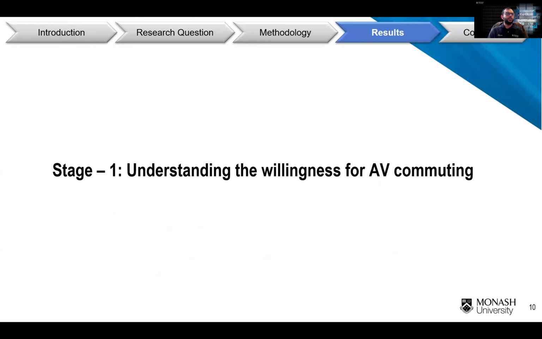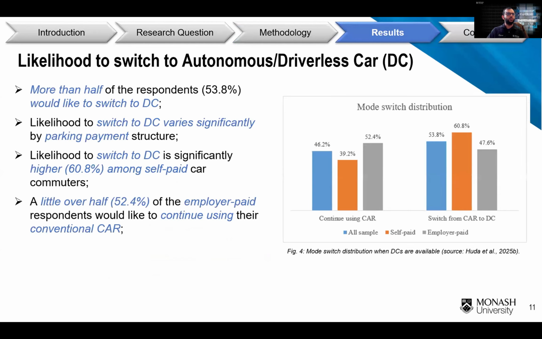The results of the first stage I will be discussing here. At an aggregate level, we found that more than half of the respondents, to be precise 53.8%, would like to switch from the conventional car to a private autonomous vehicle, or in other terms, a private driverless car. In short, we are calling it DC.